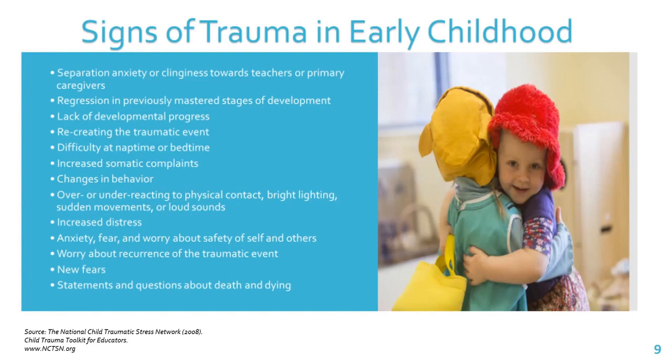You may find them preoccupied with, is mom okay at home? Or are you going to be okay when you go home from work? They may also worry that the traumatic event will repeat itself, and that makes sense. And so they may be preoccupied with what's going to happen when I get home.